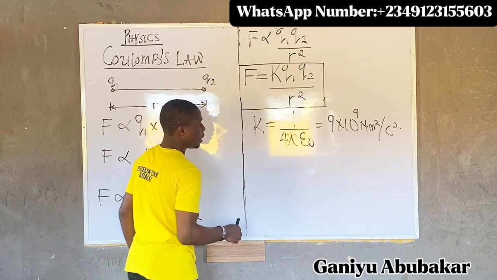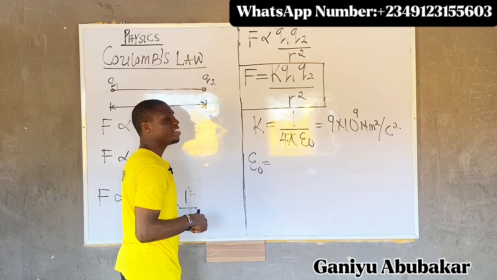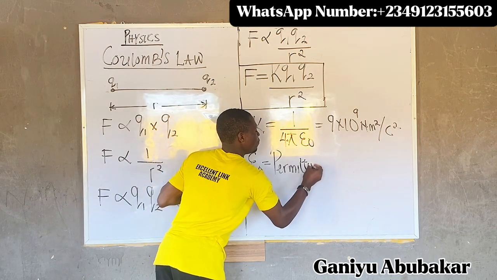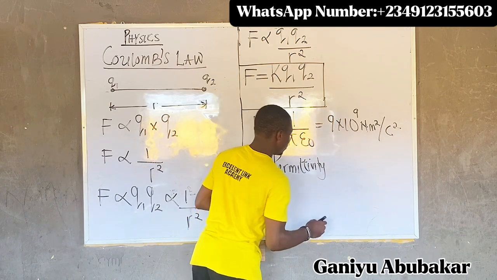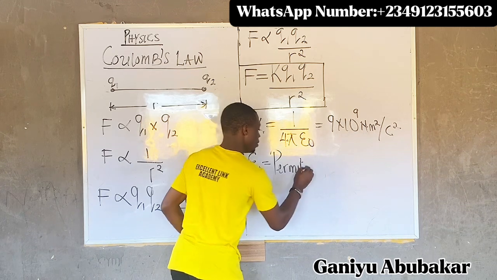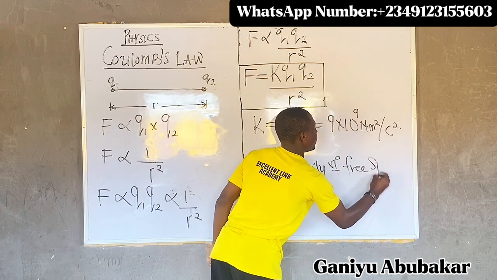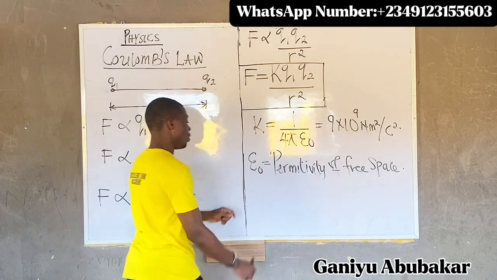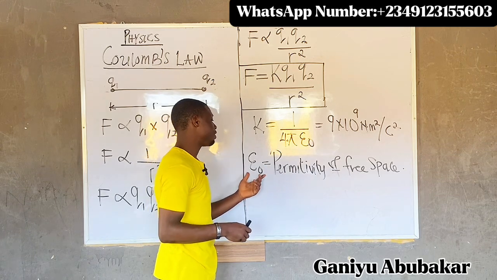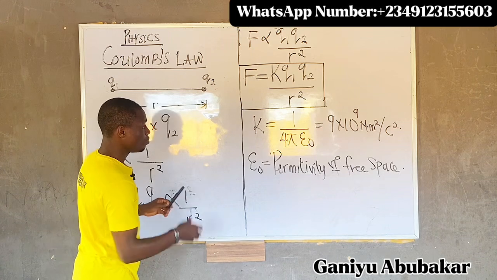Bear in mind that this E naught is called the permittivity of free space. That's the name of E naught. That's the meaning of E naught. E naught means permittivity of free space. That's basically E naught.